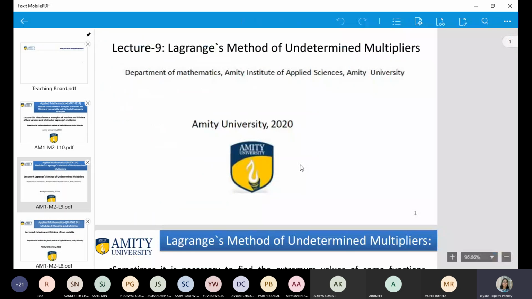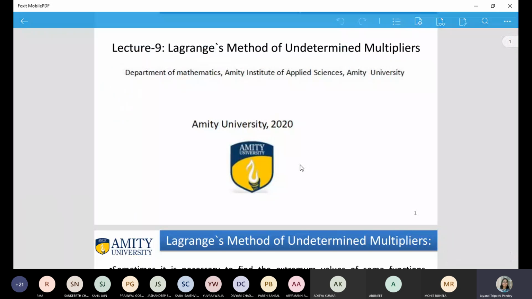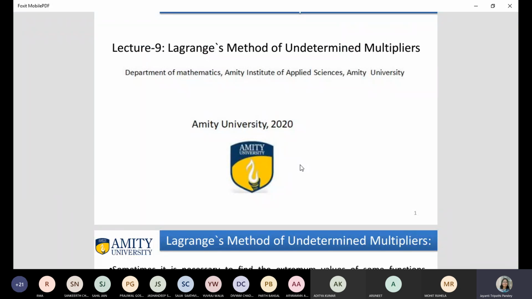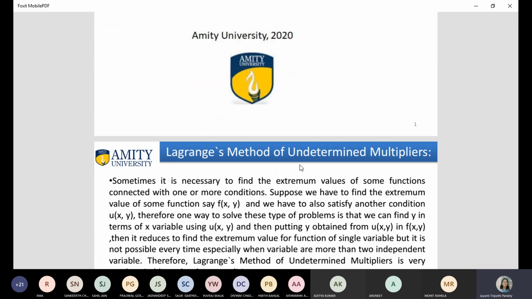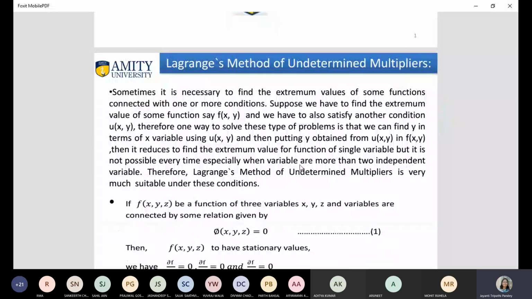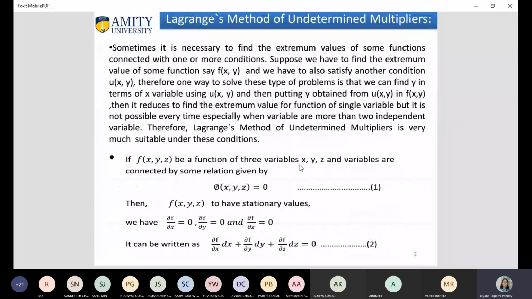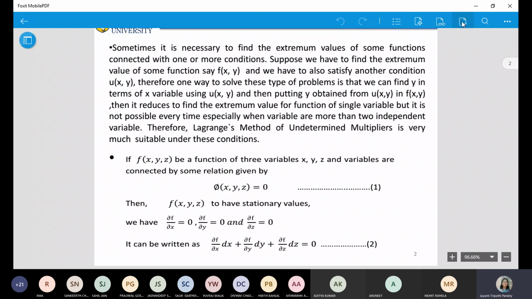This is a special method. This method is used when we have a function and we have certain restrictions imposed on the function. Okay, let's try and understand. Sometimes it is necessary to find the extremum values of some function connected with one or more conditions. This is something you need to understand.